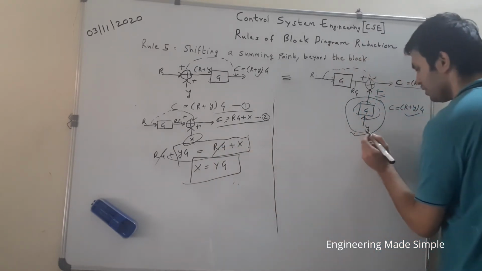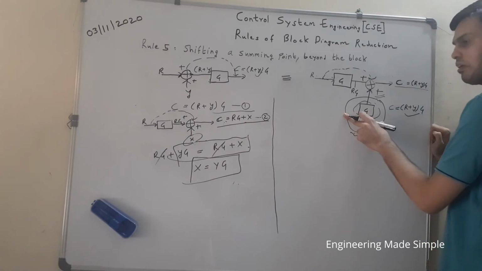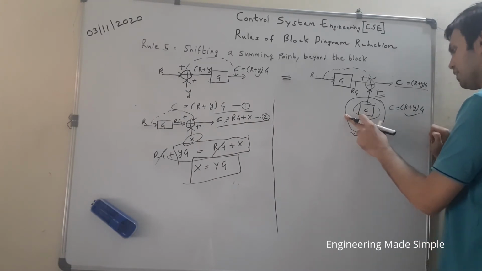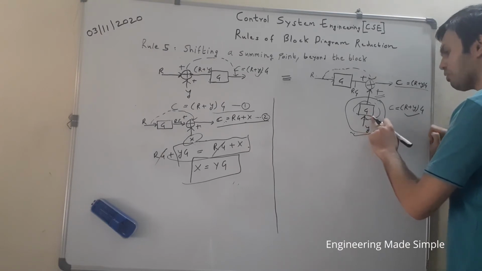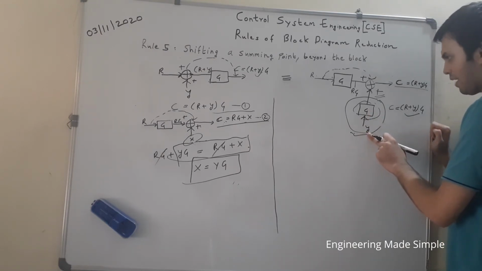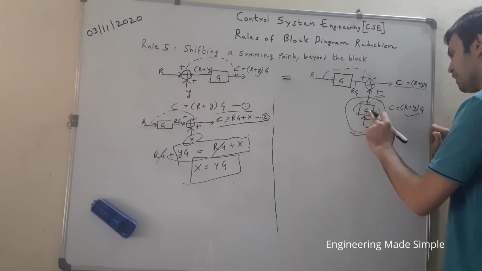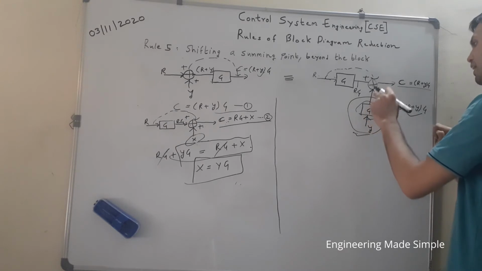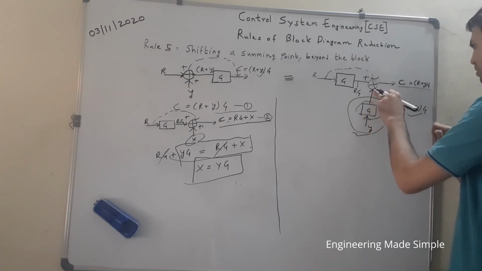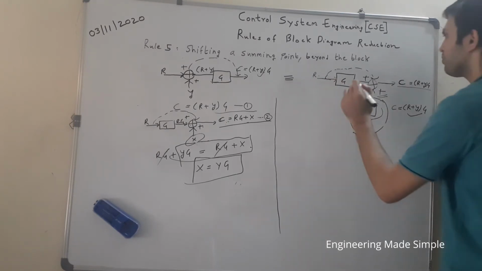So how will I replace this particular X with this one? Because we want the output to remain same. So Y into G meaning only gain block needs to be multiplied with the signal Y to the summing junction. So for that what I have done, I have drawn a gain block over here, applied signal Y to it, and then applied the whole thing to the summing junction.